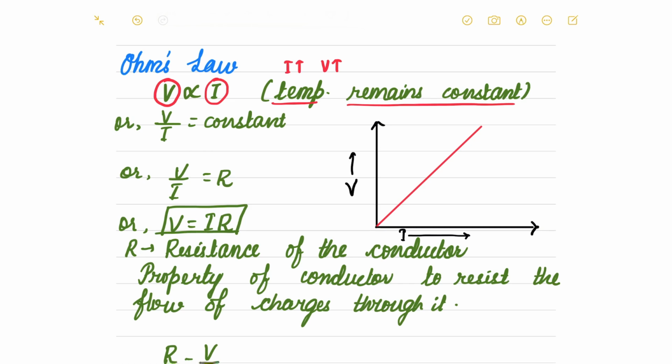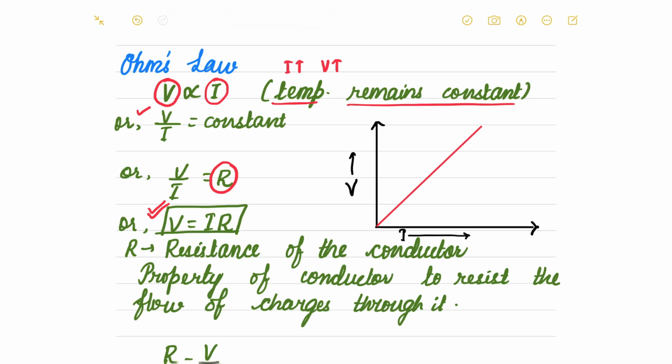So we can write this as V by I is equal to a constant. Let that constant be R. R is called the resistance of the conductor. So this equation can be written as V is equal to IR. This is a very important equation and it will help in solving a lot of numericals.